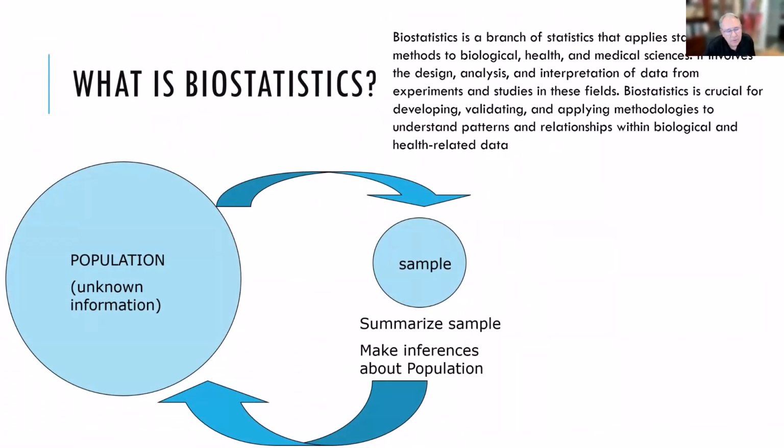And then finally, what is biostatistics? Biostatistics is a branch of statistics that applies statistical methods to biological, health, and medical sciences. It's the analysis, design, and interpretation of studies. What you're doing is going from a population to a sample, and you're using that sample. For example, a population of blood pressure readings would be every blood pressure in the world. A sample would be a small subset that you would use in a study. So when you're doing statistics, you're working with samples. When you're working with populations, you're working with parameters.